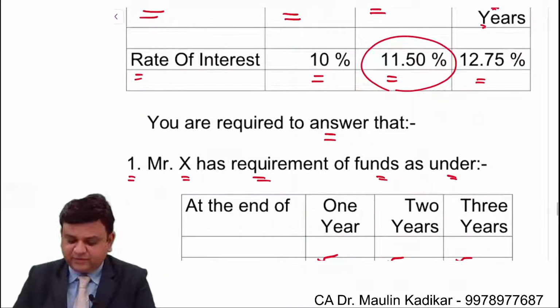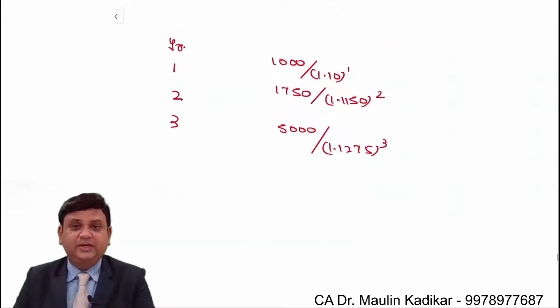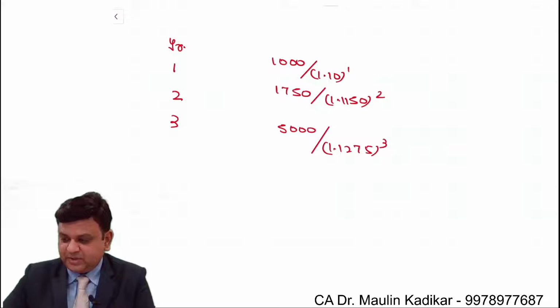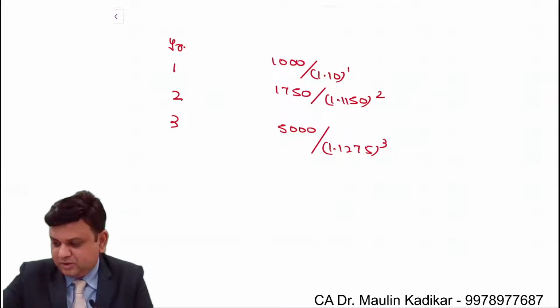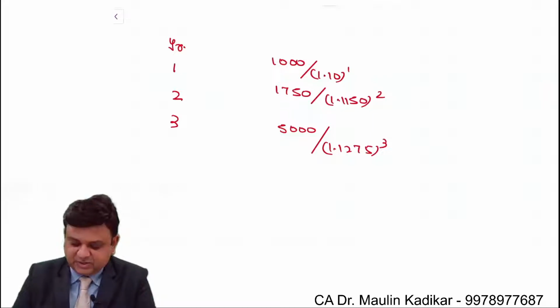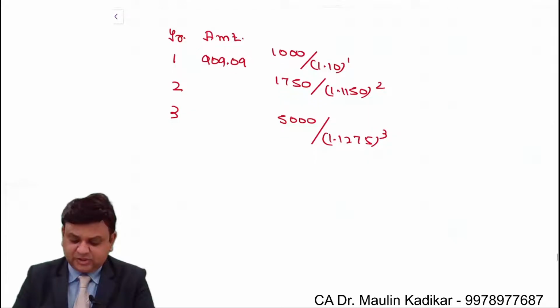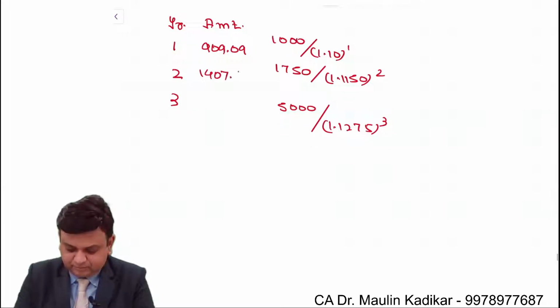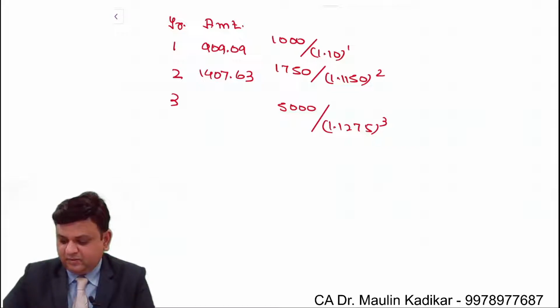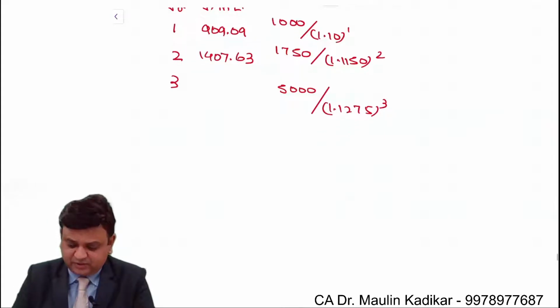So end of year 1 to end of year 3, the amount which you require will be converted into present value terms. So 1000 divided by 1.1. So the answer comes to 909.09. I am writing up to 2 decimals. 1750 divided by 1.115 divided by 1.115. So 1407.63. Then 5000 divided by 1.1275 for once, twice, and for thrice. So 3488.35.